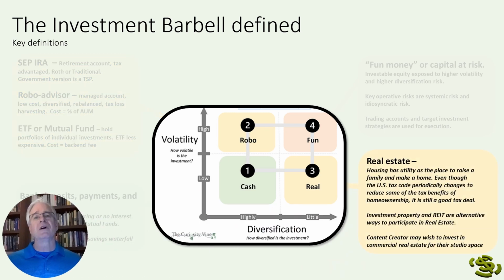So moving along to real quadrant 3. Housing has utility as the place to raise our family and make a home. Even though the U.S. tax code does periodically change to reduce some of the tax benefits of home ownership, it is still an amazing deal. In fact, I estimate the value of home ownership, and especially not renting, or in other words, the opportunity cost of renting, to be $9 million for retirement.